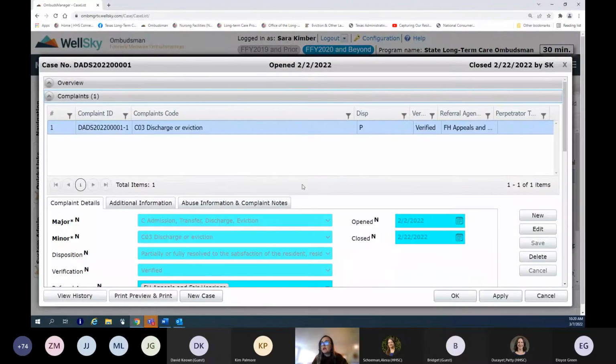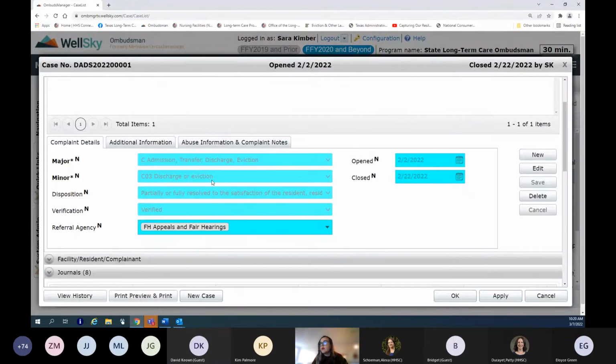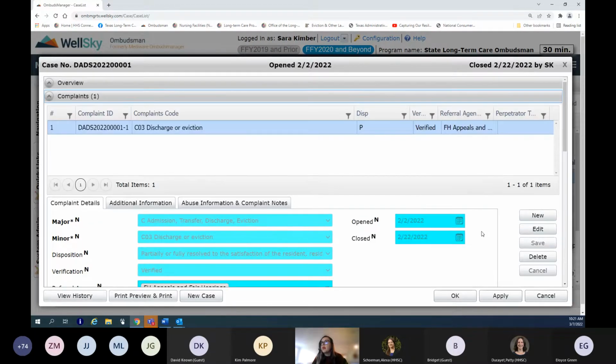When I look at my complaint code, I see that I picked the right complaint code, discharge. I see that partially or fully resolved to the resident's satisfaction was a disposition, and I verified all that was in journal entries. So anybody reading this would know that the resident was happy, he was satisfied. Anybody that was reading this that wasn't me would also know that there was a referral made to the Fair Hearing Appeals Department, and I did add that in there. And then I've closed my case here already. So that's all. That was quite a lot.